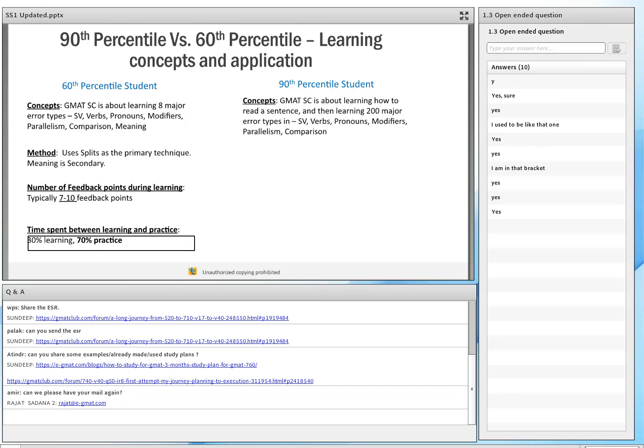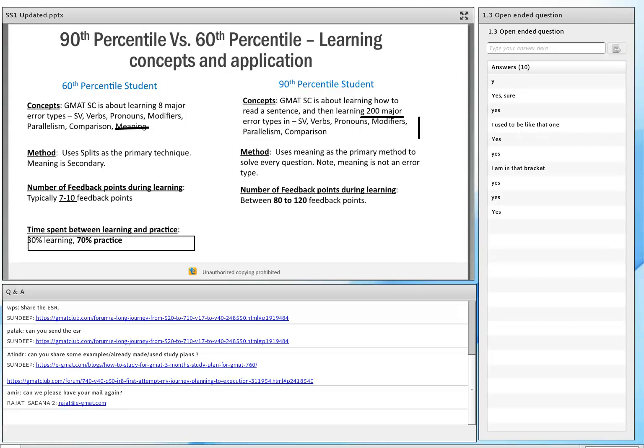A 90th percentile guy really says, hey, GMAT SC is about not learning those 8 concepts, but 200 sub-concepts in these buckets. The buckets remain the same as you can see over here. The other thing you see is that meaning is not a bucket for that 90th percentile guy. Meaning is an underlying piece in all of these. A 90th percentile guy approaches things very differently. The number of feedback points a 90th percentile guy seeks is also very different. You can already see it's 10 times as many personalized feedback points.